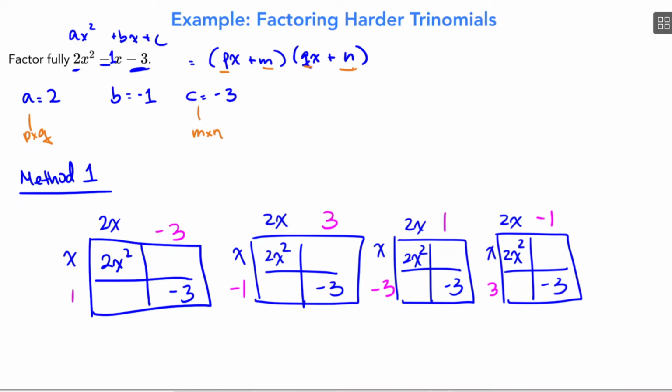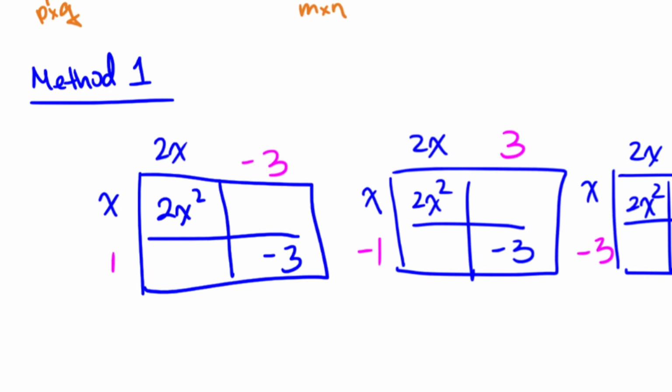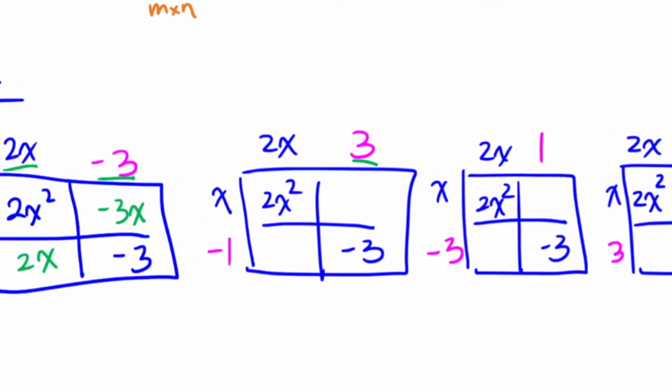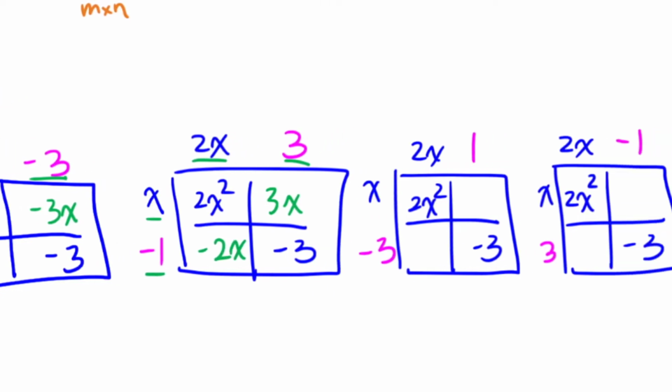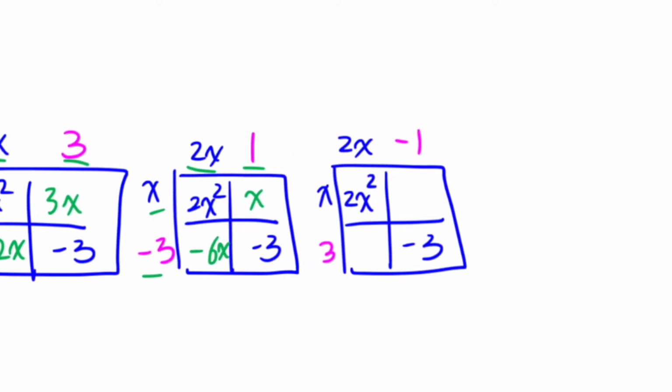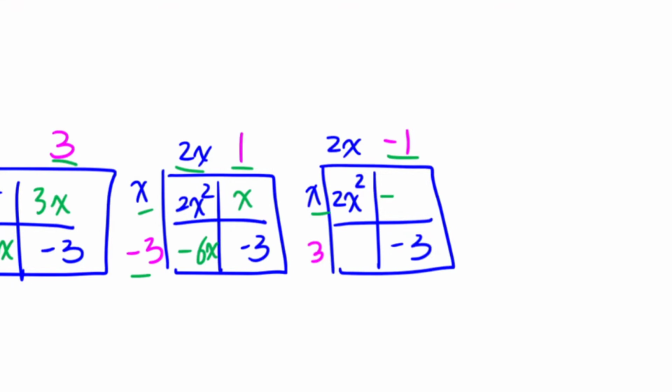So if I multiply them through, for the first case, we have a negative 3 times x, so that's negative 3x. And in this box, we have 2x times 1, so that's positive 2x. Let's look at the second case. We have 3 times x, that's 3x. 2x times negative 1, that's negative 2x. Over here, we have 1 times x, that's 1x. 2x times negative 3 is negative 6x. And our last case, we have negative 1 times x, that's negative x. And 2x times 3, which is 6x.